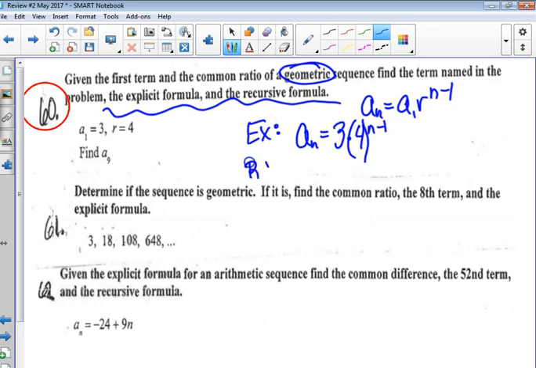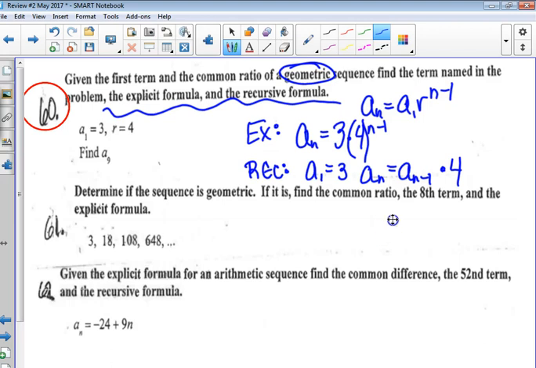What's recursive look like then? It always gives the first term, which in this case was 3. In any order, I don't care if you don't put the first term in the front, you've got to put it at the back. a sub n minus 1, and then all you have to do is tell me how to get to the next term. Multiply by 4. Better, Bryson?